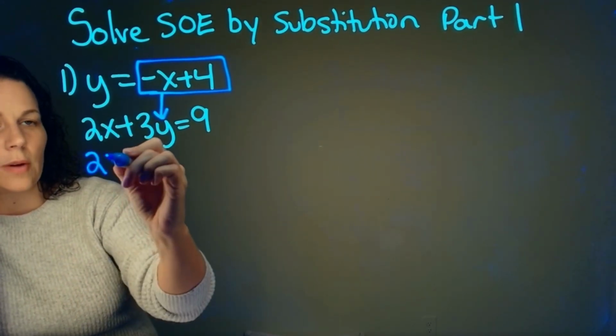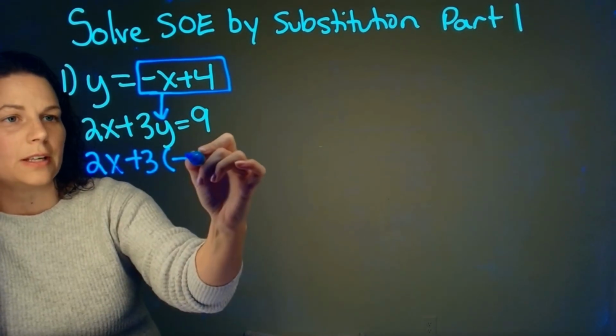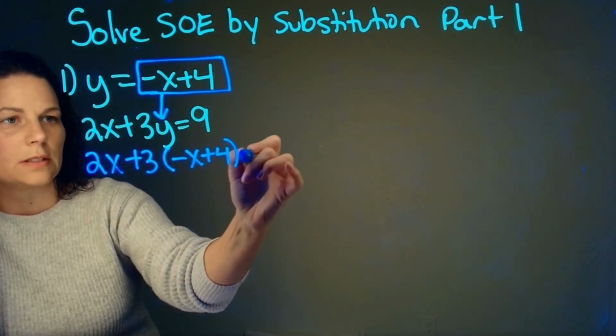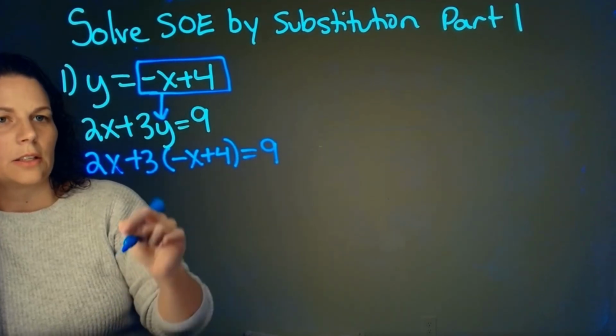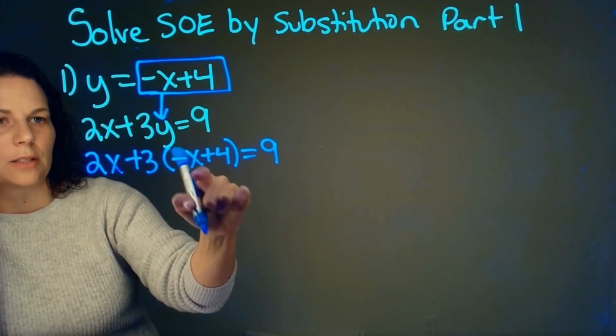So we've got 2x plus 3 times. Now we got to be careful. We got to do all of this, so we're going to do it in parentheses, equals 9. So I recopied this second equation, but where there was a y, I put this negative x plus 4.